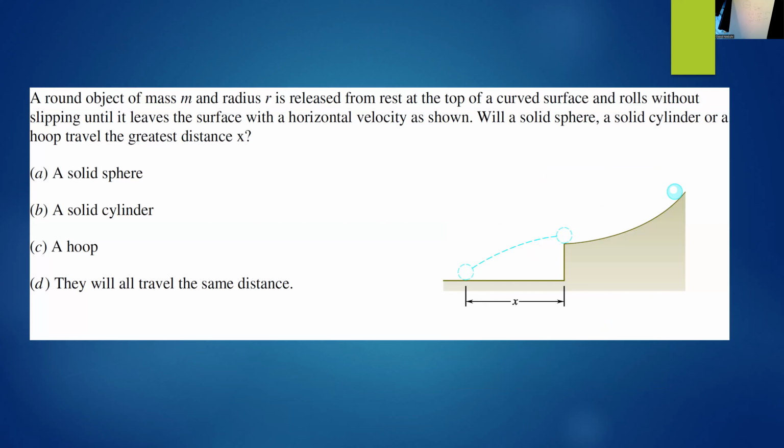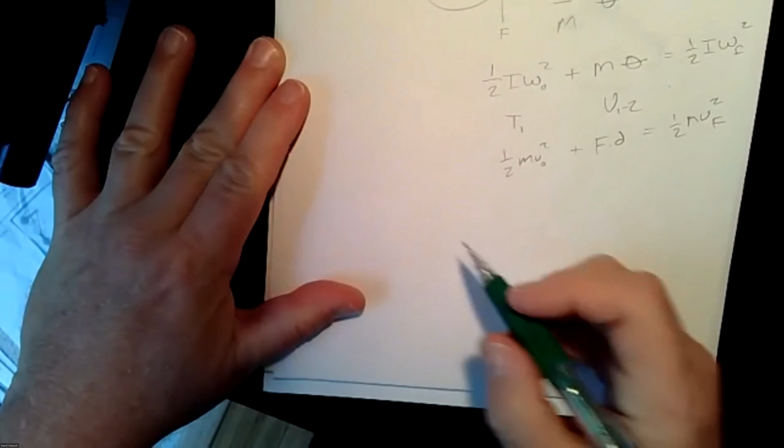Okay, here's a theoretical question asking if you have a slope and you have these objects, a solid sphere, a solid cylinder, and a hoop, all with the same mass, which one is going to go the farthest? Intuitively, if it was particles, then of course we'd say it wouldn't matter. But since we have mass moment of inertia, that's going to determine, and that's the resistance to rotation. So we look at what the mass moments of inertia are for each one.